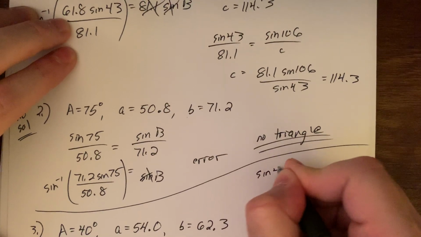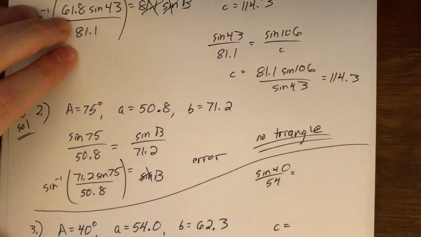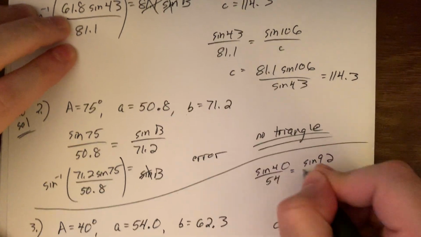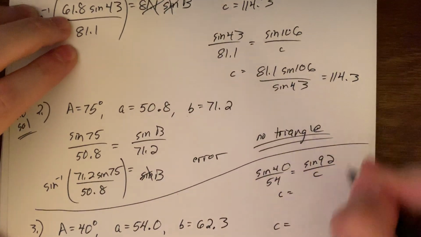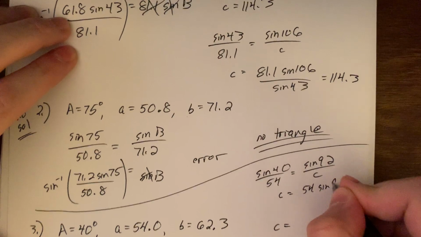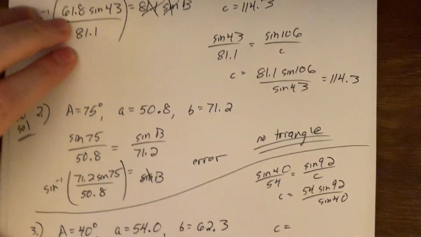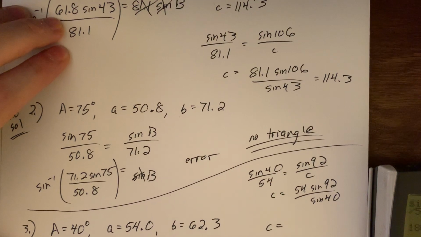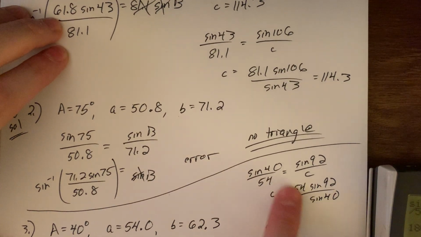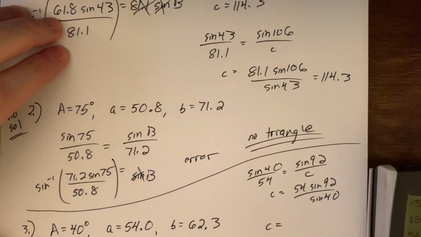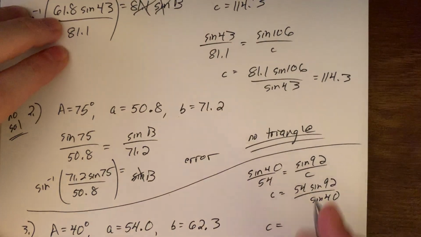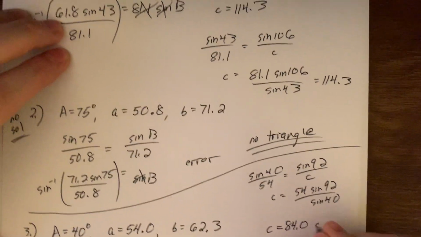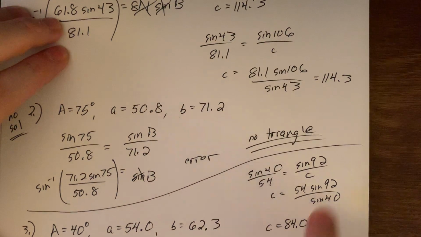So I've got sine of 40 over 54, and I'll start with the 92, sine of 92 over C, and I'll get C equals 54 sine 92 divided by sine 40. And this is the straightforward one, right? We've got the regular sine functions in here, no inverse sine. So 83.95 would round up to 84.0.